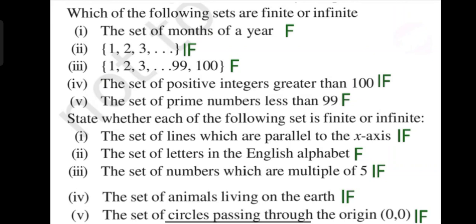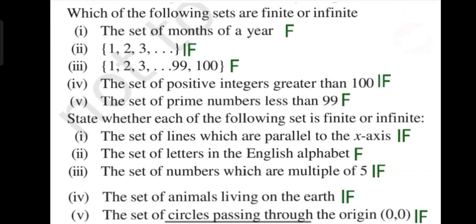And the set of all positive integers greater than 100, it is an infinite set because after 100 there are so many numbers, isn't it? If they had said the set of all positive numbers before 100, we can tell, because it will start from 1 and will end with 99, isn't it? So it would be a finite set. And the set of all prime numbers less than 99, less than 99 means it has a limit, isn't it? And the prime numbers we can write. Okay, so it is a finite set.